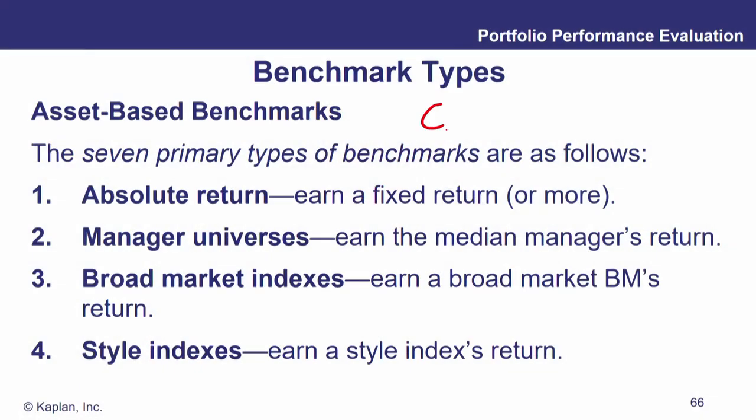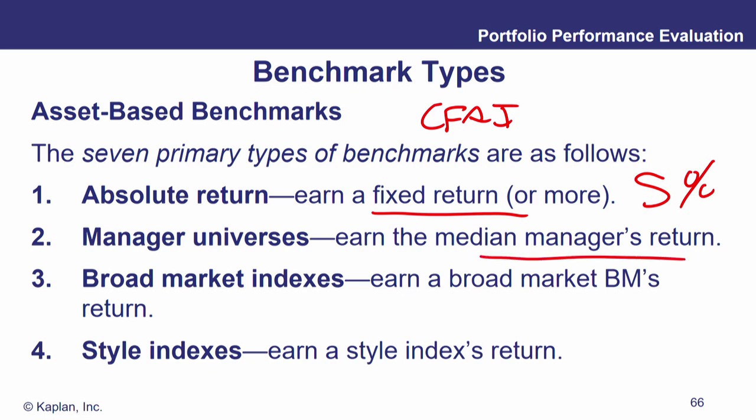Okay, so let's look at some benchmark types. There are 7 primary types of benchmarks that are covered in the CFA Level 3 material. So we have an absolute return, so earn a fixed number. Okay, earn 5% every year. We could have a manager universe. I don't know who these managers are, but I want to earn the median manager return.